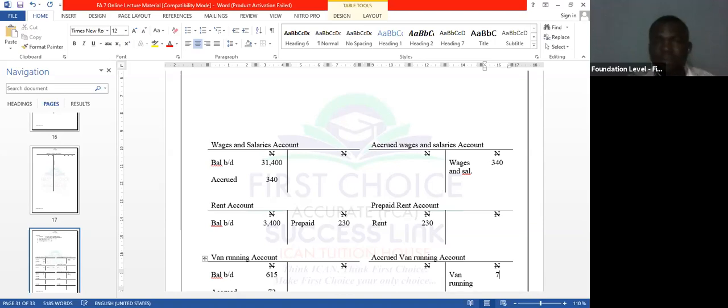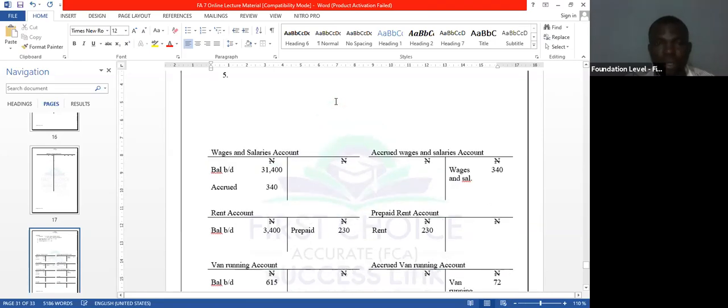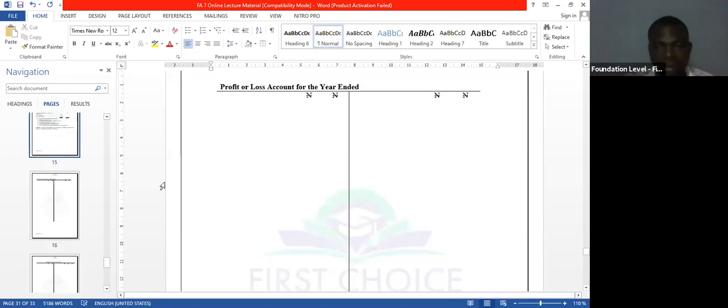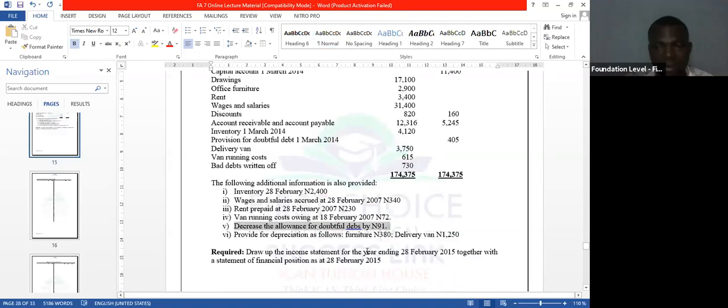Now that we are done with that, the next thing for us to do is the next information, which says decrease the allowance for doubtful debt. The question I sent earlier might have said increase, so I edited it to show the second one. So we have decrease the allowance for doubtful debt by 91.